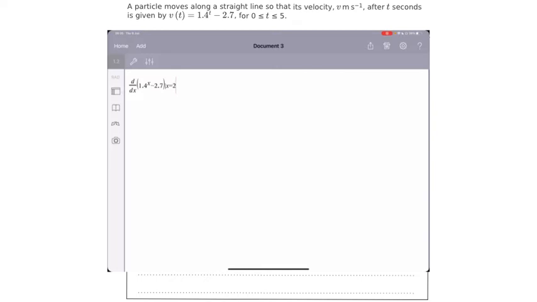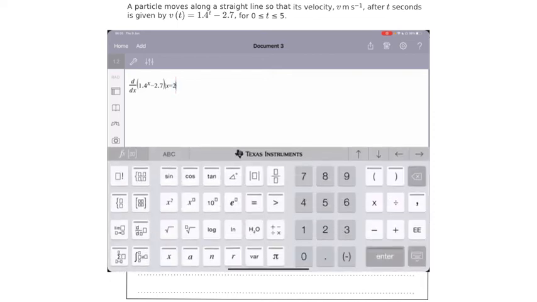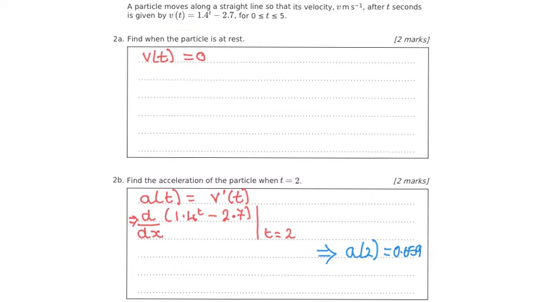If we type in the differential, inside we put the equation 1.4 to the power of x minus 2.7. And outside the bracket, we put the vertical line and then x equals 2. If we press enter, we will now get that the acceleration was 0.659486, which is 0.659 to 3 significant figures. Therefore, the acceleration when t is 2 is 0.659 to 3 significant figures.